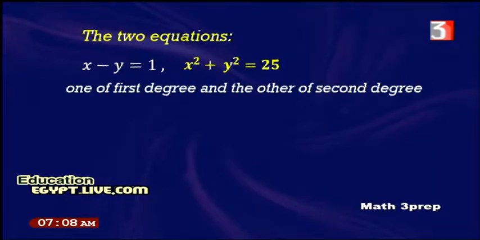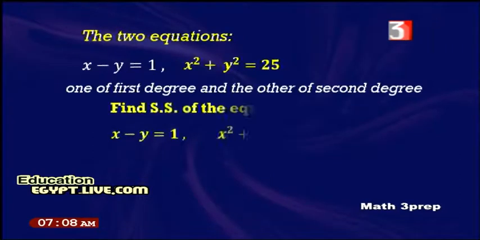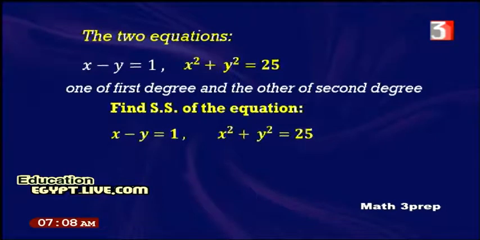Now, I want you to notice that one of them is of the first degree, which is x minus y equals 1, and the other is of the second degree, which is x to the power of 2 plus y to the power of 2 equals 25. And here, I want you to find the solution set of these two equations, x minus y equals 1 and x squared plus y squared equals 25. At the very beginning, look carefully at the first degree equation, which is x minus y equals 1.